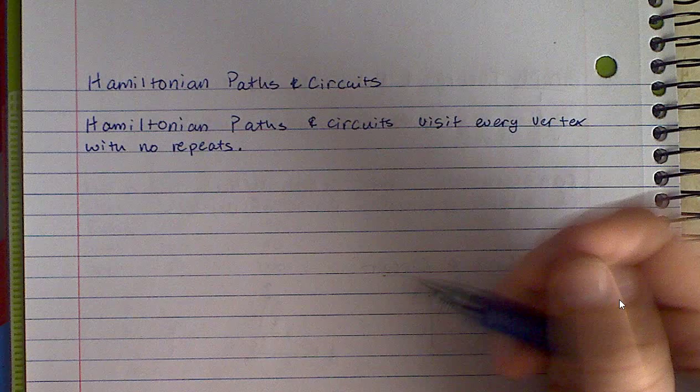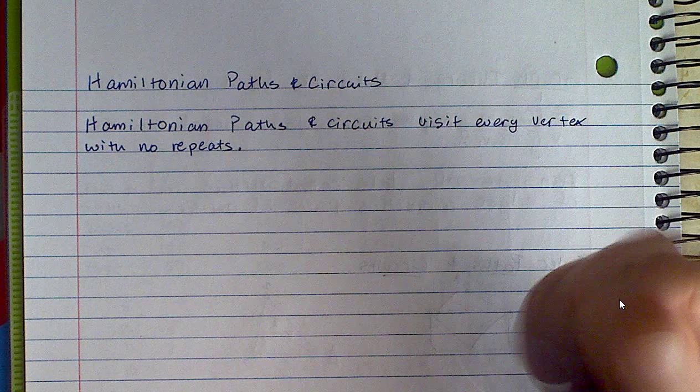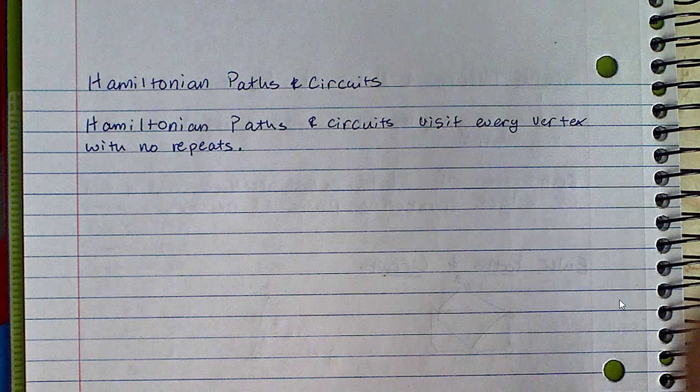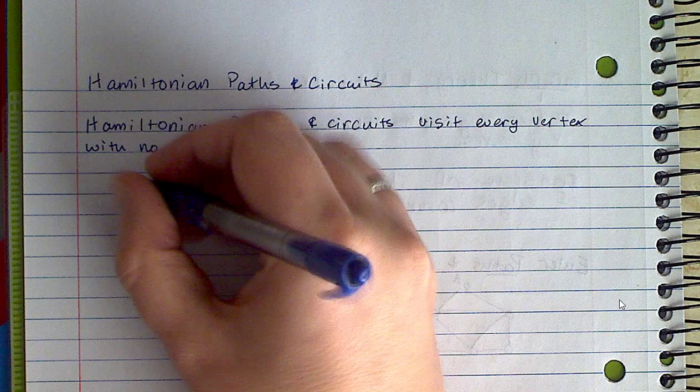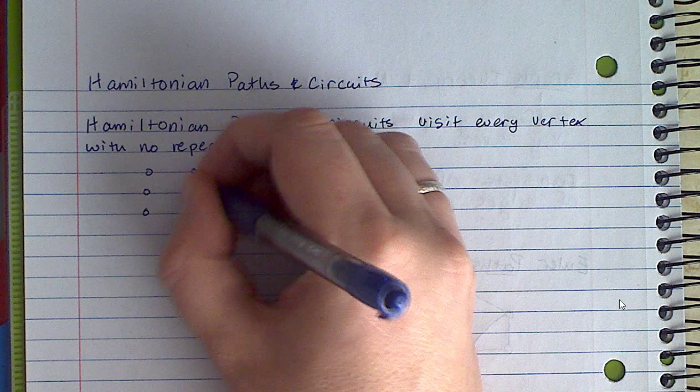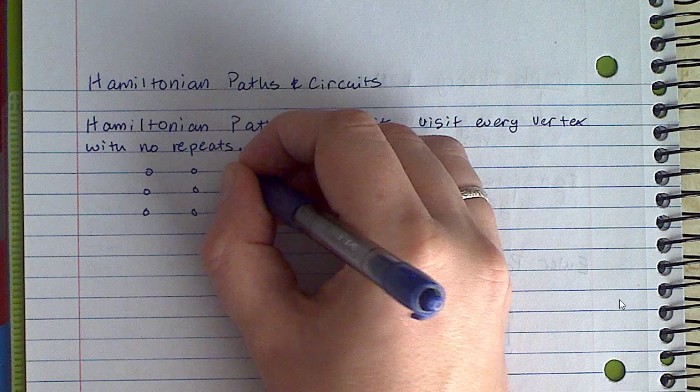Okay. So there's no nice, neat theorem to determine if a Hamiltonian path or circuit exists, unlike with an Euler path. So let's take a look at an example here. Let's say we have this graph here.